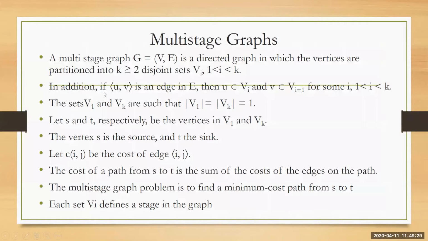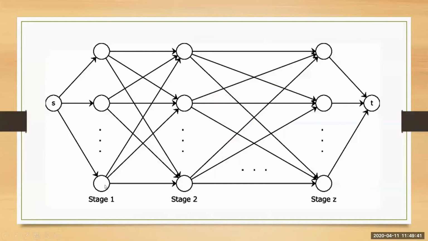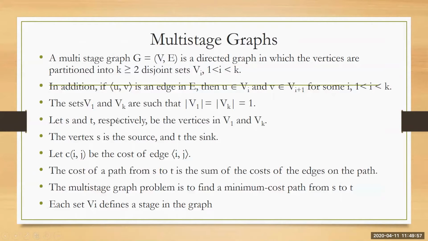In addition, if (u, v) is an edge in E, then u belongs to V_i and v belongs to V_{i+1}. That means if there is an edge from a stage 1 vertex to a stage 2 vertex, for example, this is u and this is v, then u belongs to one stage V_i, and v belongs to V_{i+1}. That is what the meaning is.